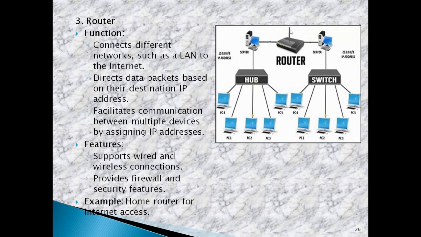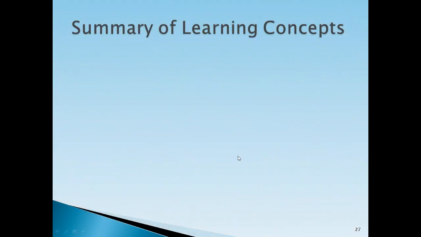The router can block the information so that it doesn't get to the PC or to the device that it's supposed to attack. So an example is a home router for internet access. Now, those are the basics about network devices. So what have we learned so far?